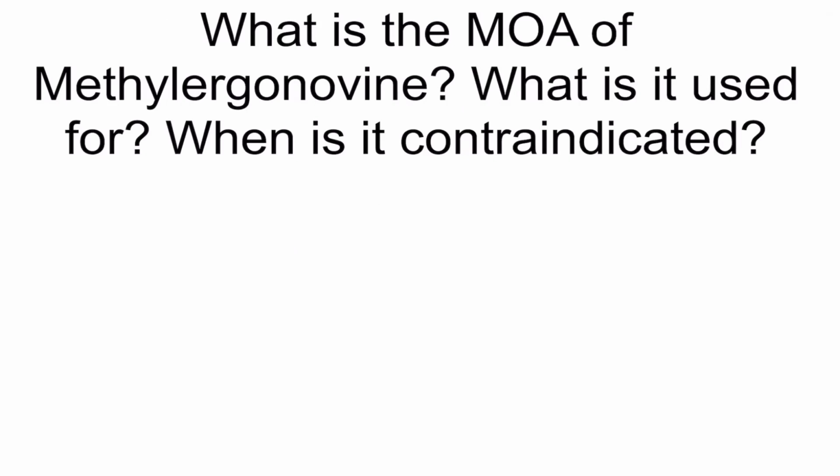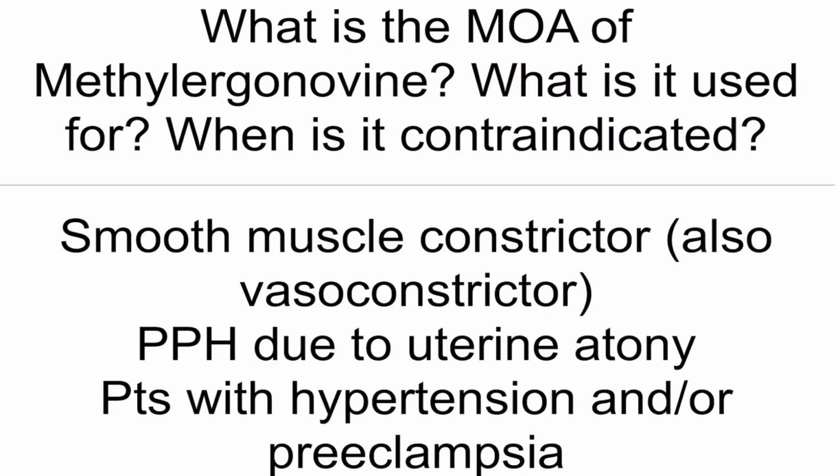What is the mechanism of action of methylergonovine? Sorry, I'm butchering that. What is it used for, and when is it contraindicated? It's a smooth muscle constrictor, also a vasoconstrictor, used for PPH due to uterine atony, and contraindicated in patients with hypertension and/or preeclampsia.